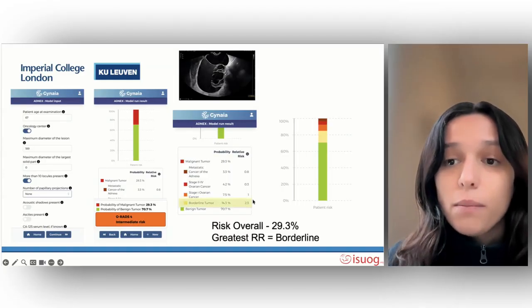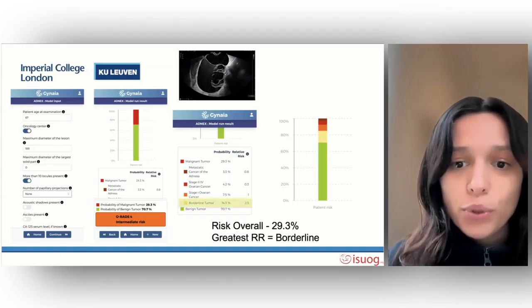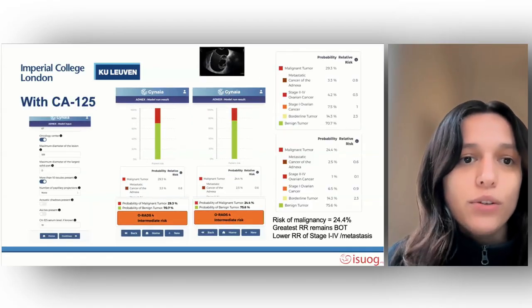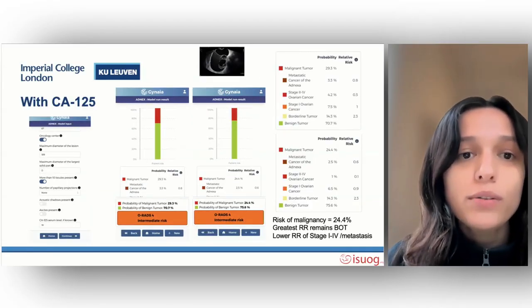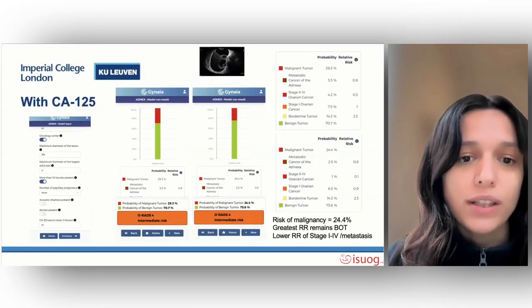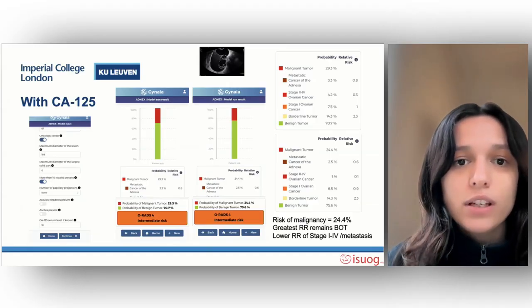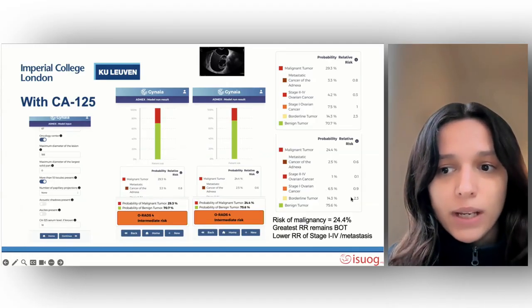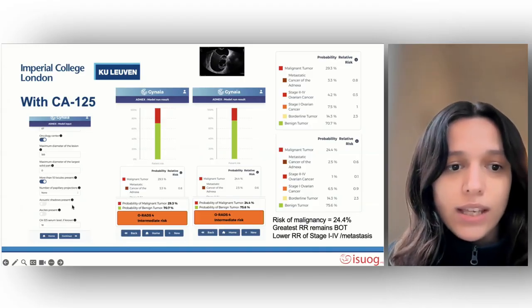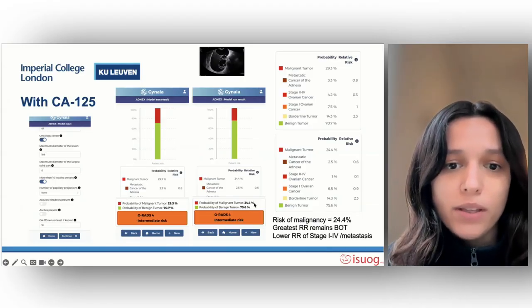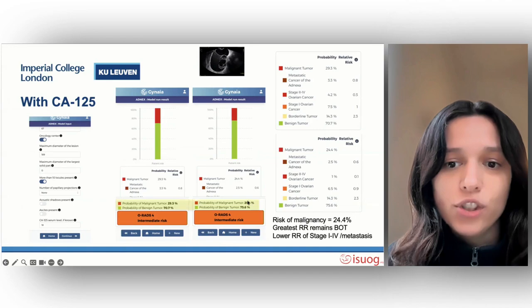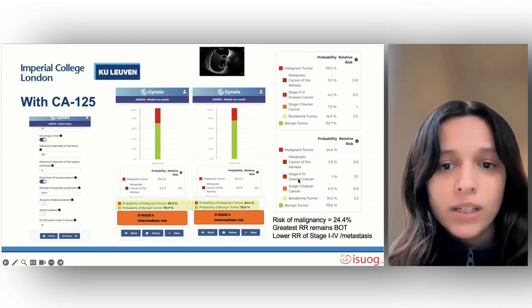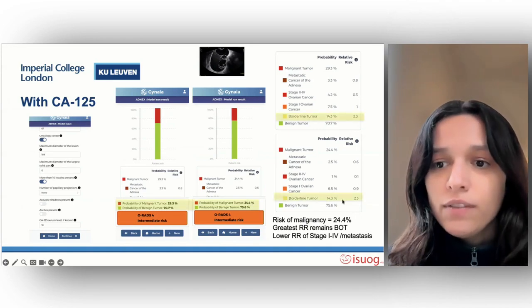So the greatest suspicion is that this is a borderline. Now, what happens if we use CA125? You don't have to use CA125 when using the ADNEX model. However, it does provide you a slightly different risk of malignancy here. As you can see, the CA125 was within the normal limit, so the probability of this being a malignant tumour was slightly lower when we put in the CA125.